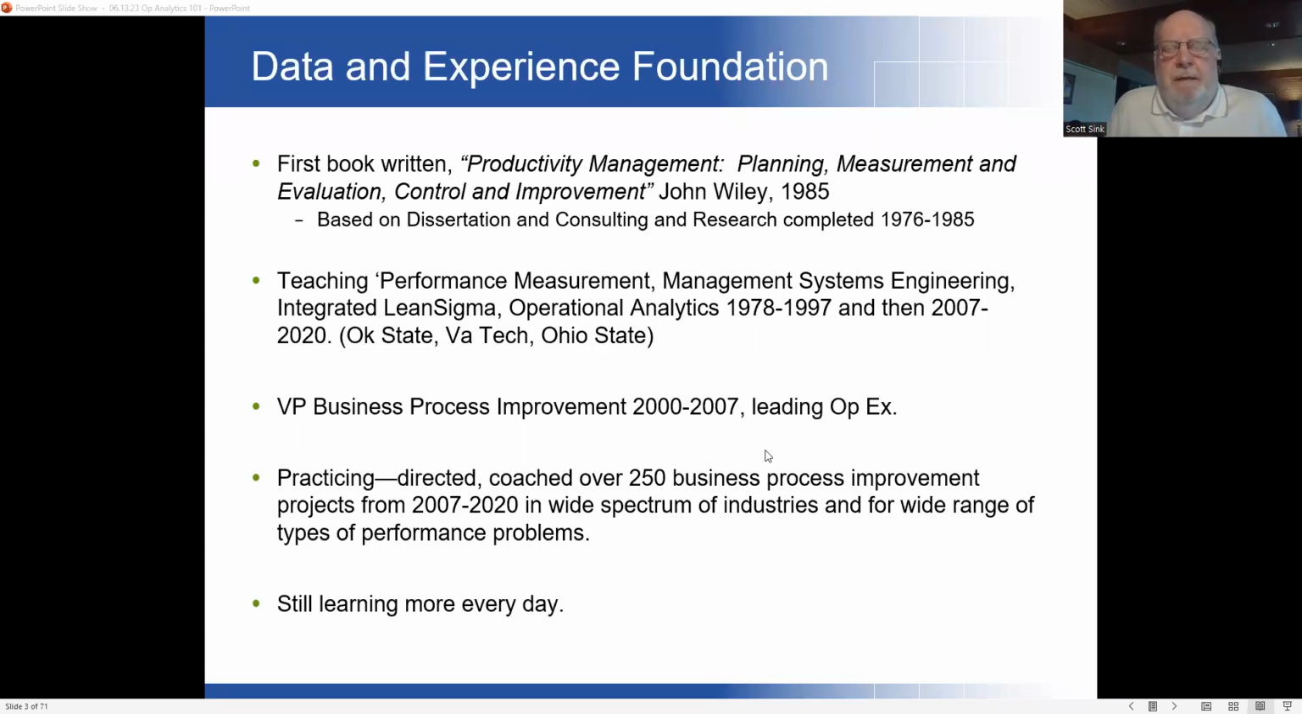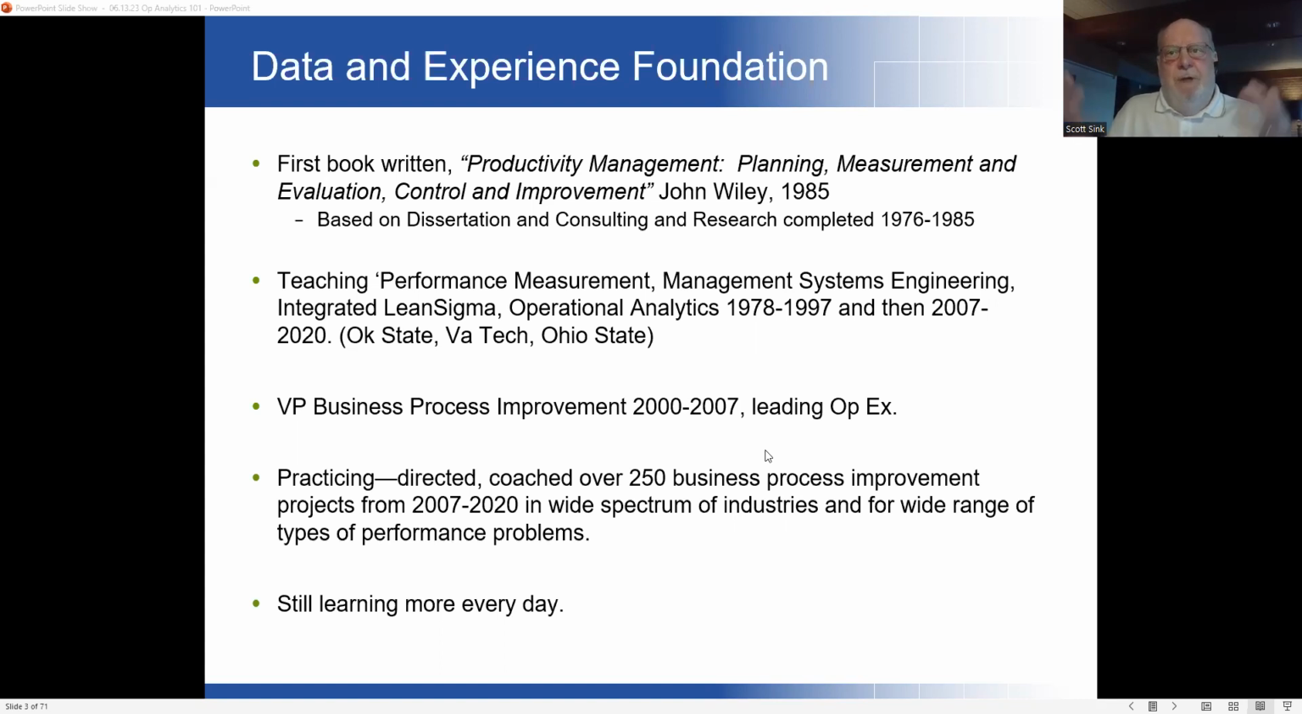I broke away from academia and went out into the private sector to see if I could do real work in the real world. I was VP of Business Process Improvement for a global life science company from 2000 to 2007, and so I ran into a lot of very practical, real analytics challenges, problems, and issues. We were installing Oracle, so I understand ERP installation and implementation, and how all that lays a foundation for improved ability to do better analytics. And as I mentioned, at Ohio State, I directed and coached over 250 business process improvement projects in a wide spectrum of industries for a wide range of types of performance problems.